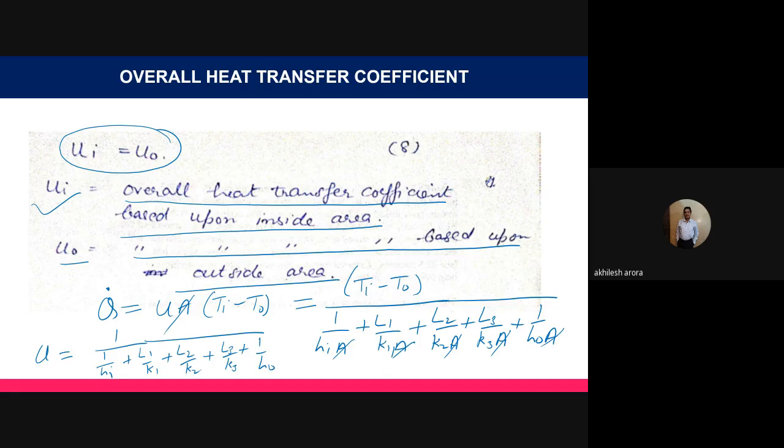And let me tell you, whether you calculate this value on the basis of inside area or outside area, it is the same actually, because sometimes we use the terminology that is valid in case of cylinders. Actually, when we use Ui or U naught, this is very much valid in case of heat transfer in cylinders, that you will understand in the forthcoming topics.